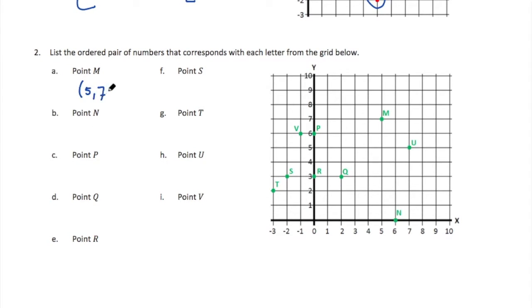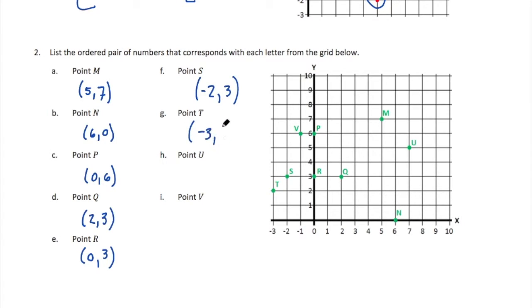M is 5 right, 7 up. N is 6 right, 0 up. Point P is 0 left and right, but 6 up. Point Q is 2 to the right, 3 up. Point R is 0, 3. Point S is negative 2, 3.